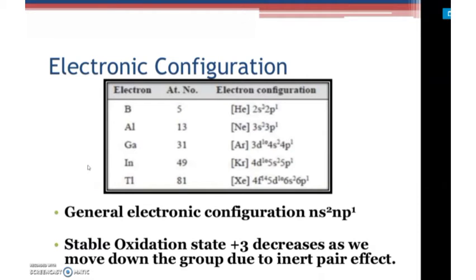If you check the electronic configuration of the boron family, you can see that the last electron enters the p subshell. That's why it is known as a p block element, and the general electronic configuration is ns2 np1. For boron it is 2s2 2p1, aluminium 3s2 3p1, gallium 4s2 4p1. So generally we can write it as ns2 np1. The stable oxidation state is +3, and it decreases as we move down the group due to inert pair effect.